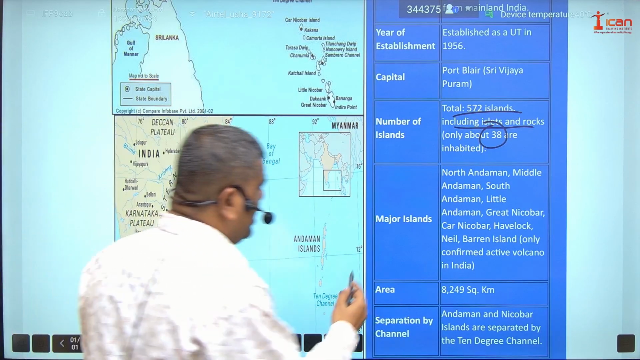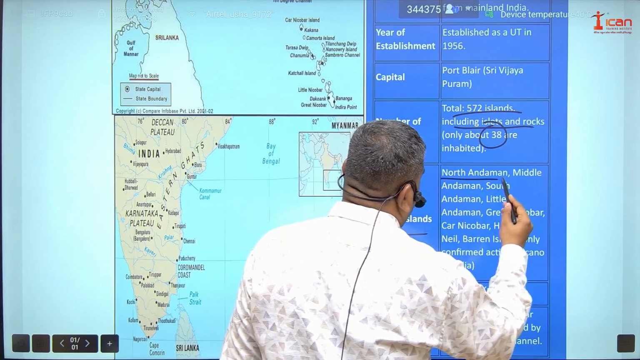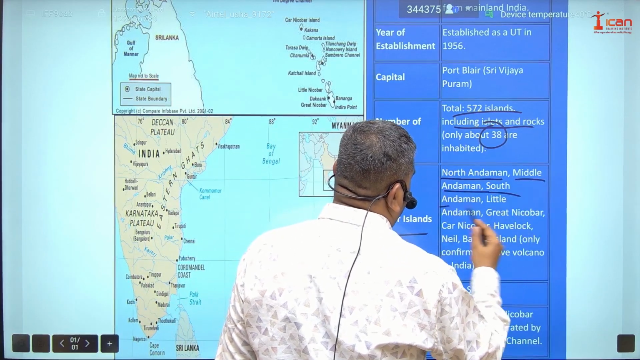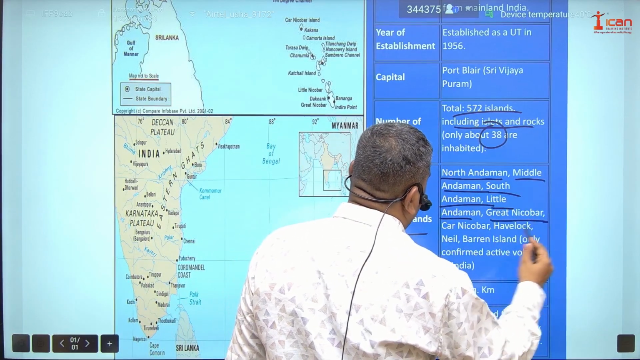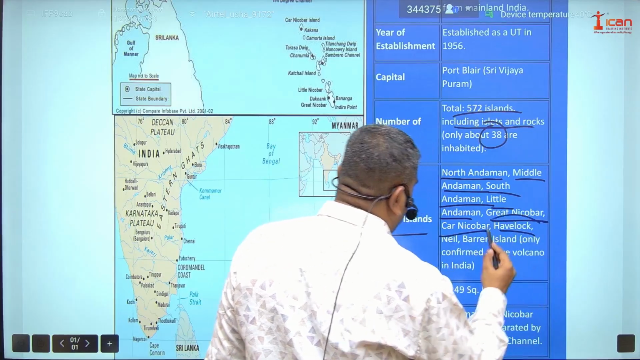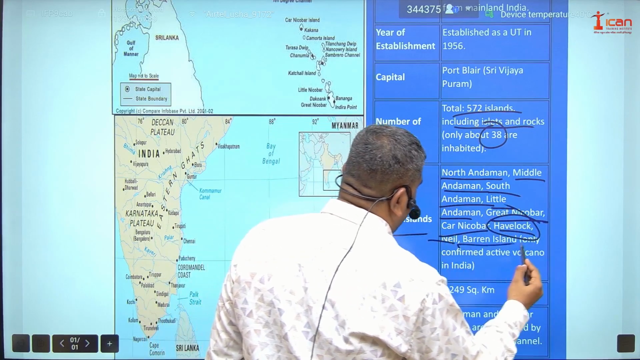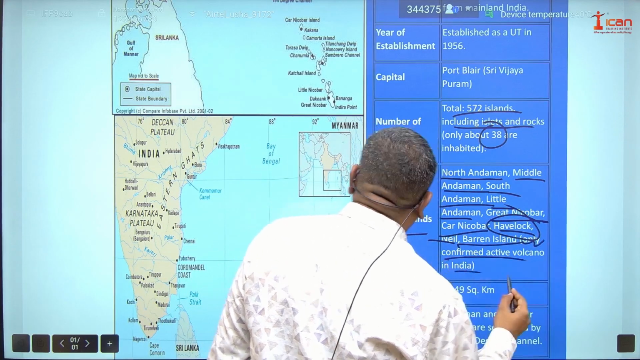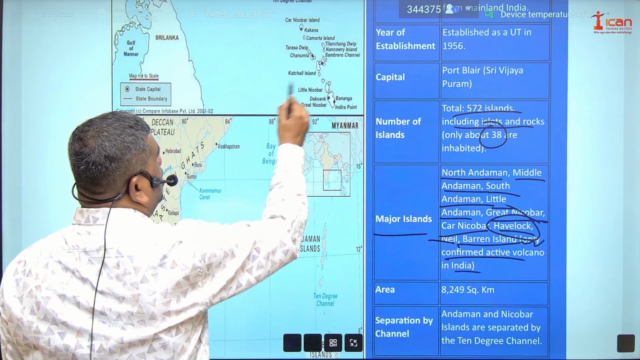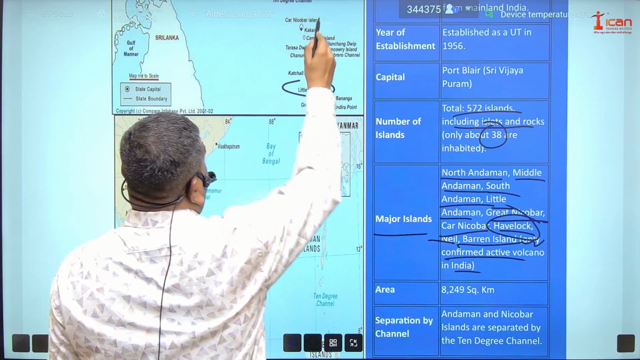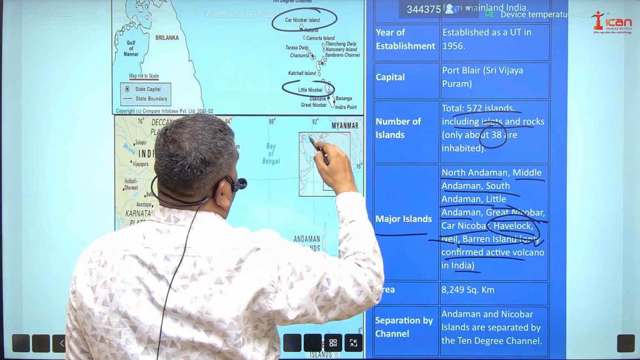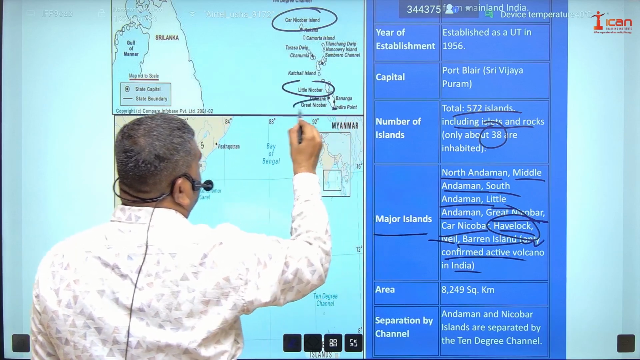What are the major islands? In the Andaman, it's North Andaman, Middle Andaman, South Andaman, Little Andaman, Great Nicobar, Car Nicobar, Havelock is a big island, Neil, Barren Island, which is the only confirmed active volcano in India. So we have Little Nicobar here, then we have Car Nicobar Islands. This is Indira Point, this is Great Nicobar.